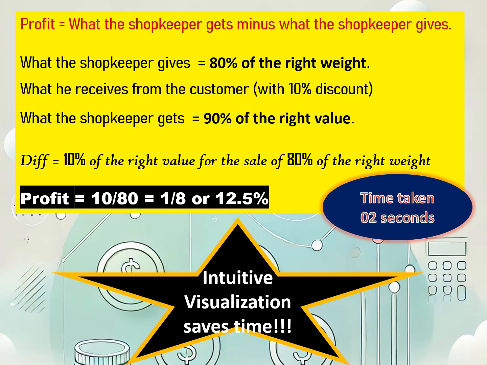And if you do it like this, with 20% cheating, he gives 80%. And with 10% discount, he receives 90%. So 10% when the transaction is 80%. So 10 by 80, 1 by 8, 12.5%. This is the intuitive visualization. And if you do it like this, instead of 8 or 10 or 12 seconds, you will just need 2 seconds.